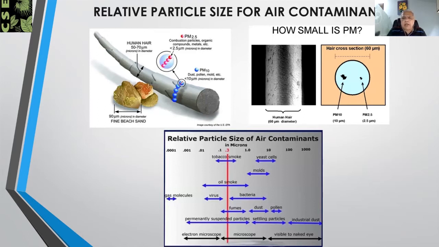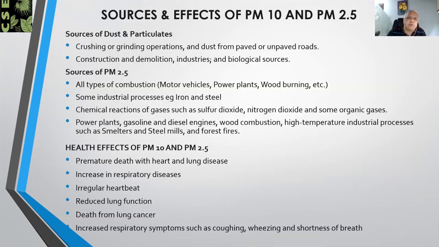PM10 particulates are the ones which can enter your nasal passage and can clog your lungs, or affect your respiratory system. But these may be generated from activities like road dust resuspension. However, PM2.5 are particles which are generated fully from anthropogenic activities. Now, what are the sources of this pollution?